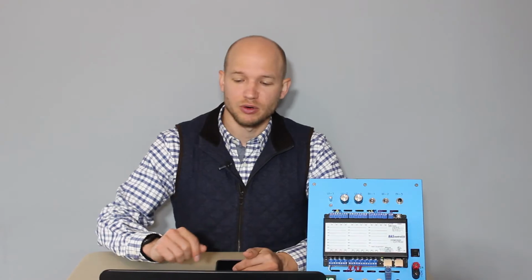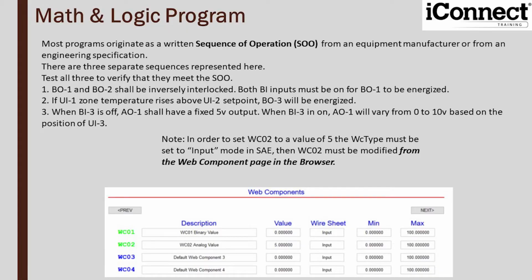Hopefully this gives you a very brief overview of a sequence of operation. There's a lot of training and a lot more detail that goes into it, and we could spend hours just on the SOO, but I wanted to give you a brief overview before we jump back into our program. And so, back to our math and logic program. We talked about the SOO, and these are usually given from an equipment manufacturer. So if you order an air handler, sometimes it'll come with an SOO that's required for this air handler, or it'll be written in the engineering specifications, whether on the blueprint or in a specification guidebook.